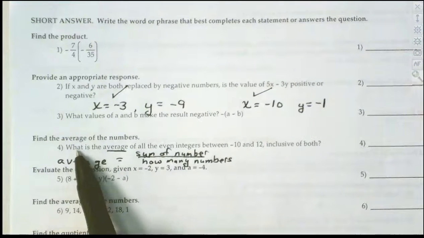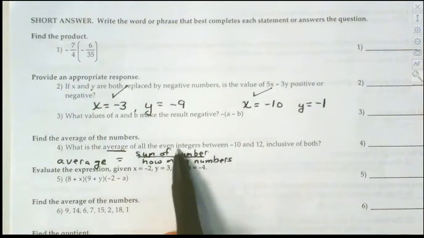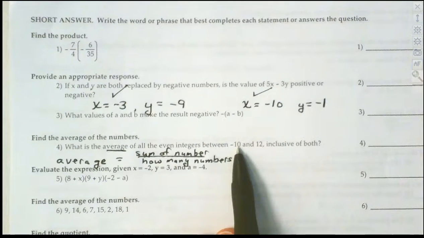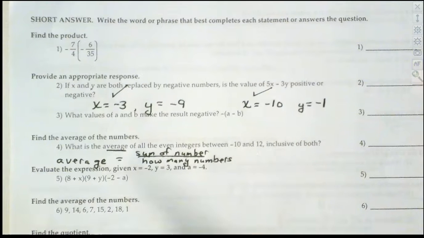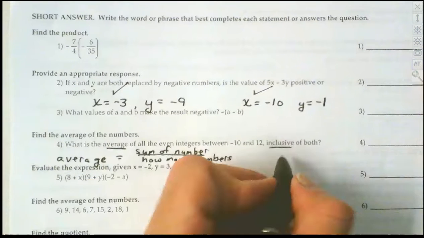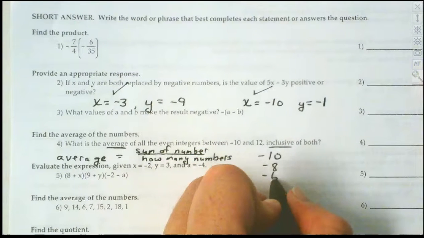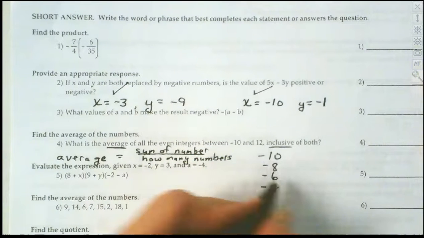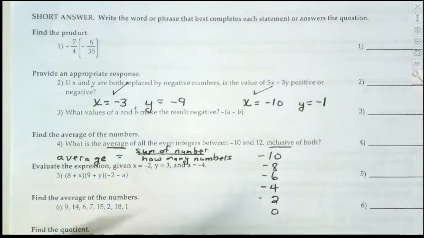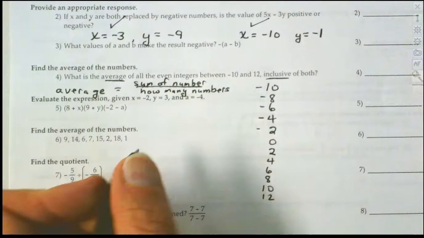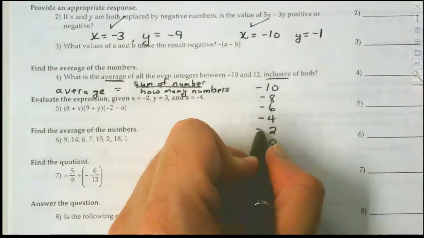So it says on question 4, what is the average of all the even integers between minus 10 and positive 12 inclusive? So it's going to include those. So we're looking for even numbers. So we have minus 10, minus 8, minus 6, minus 4, minus 2. We've got 0. And we've got 2, 4, 6, 8, 10, and 12. So 0 is going to be that even integer in there. So we're going to include all these numbers.